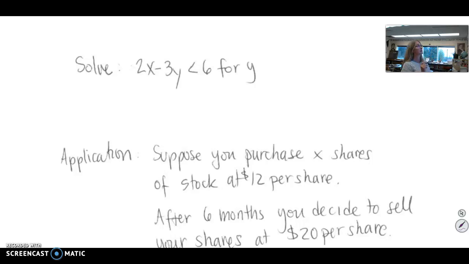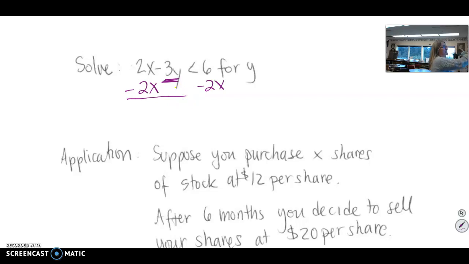This is a little bit different because we're solving for y. We have two variables. I'm just going to get y on one side by itself. So I'm going to do this one with you. If you want to try to do it on your own, you can. So I want to get this term by itself, this negative 3y. So I'm going to subtract the 2x from both sides.